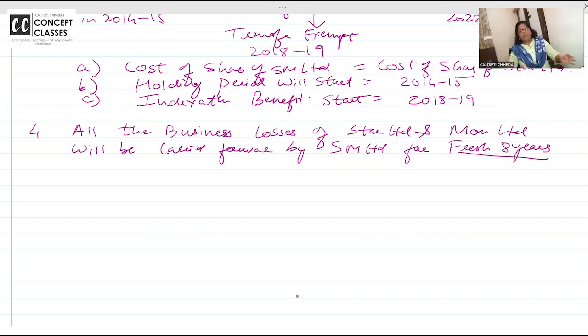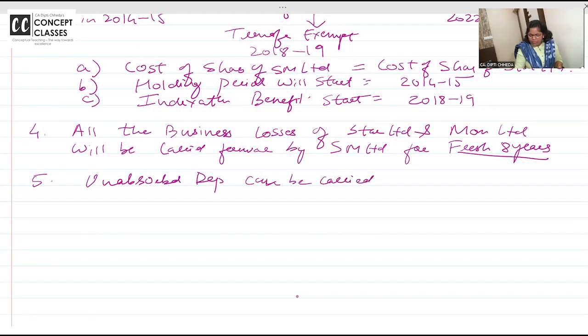Isn't it superb? When two companies are merging, suppose Star Limited is having business loss and already 3 years are over. You remember? Business losses can be carried forward for 8 years. So it's not remaining 5 years. It's fresh 8 years we can carry forward the business losses. Okay? And unabsorbed depreciation, that you all know, can be carried forward for indefinite period.